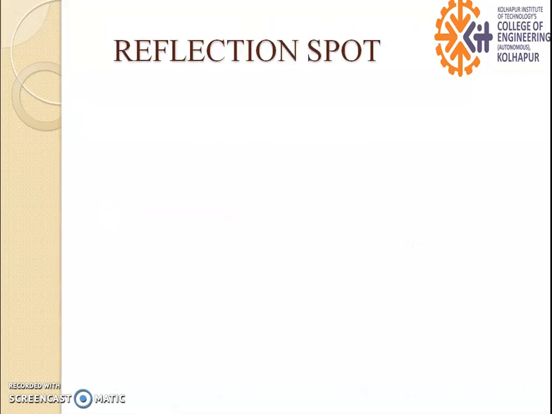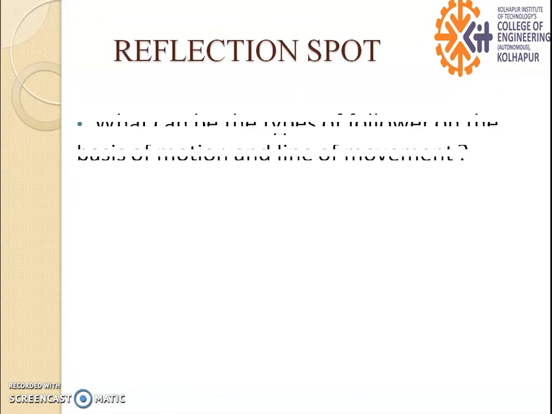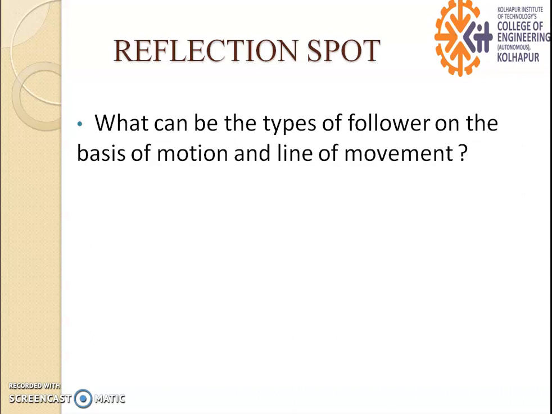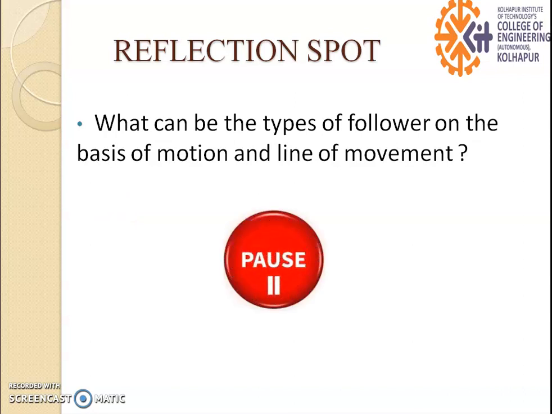Here I have added a reflection spot. So this is my question. I have added this reflection spot to think and give the answer to this particular question. What can be the types of follower on the basis of follower motion and line of movement of follower? Pause this video, list down your answer, and then play this video again.